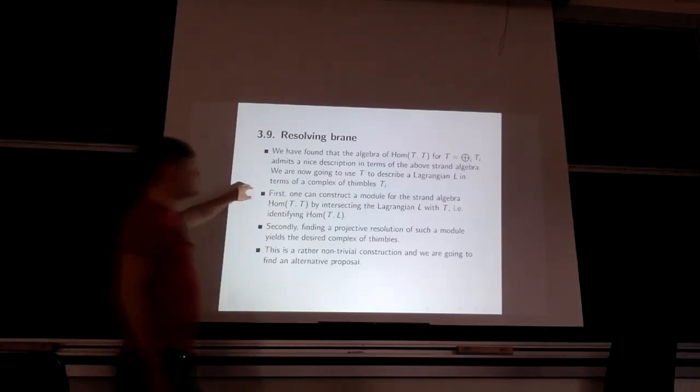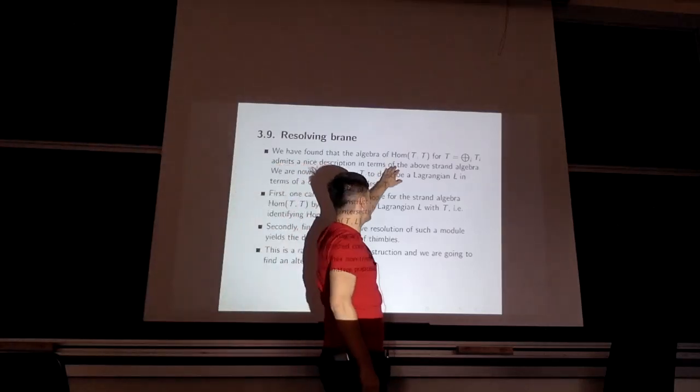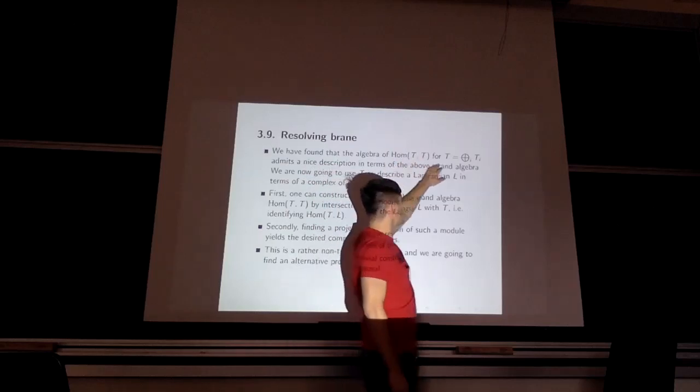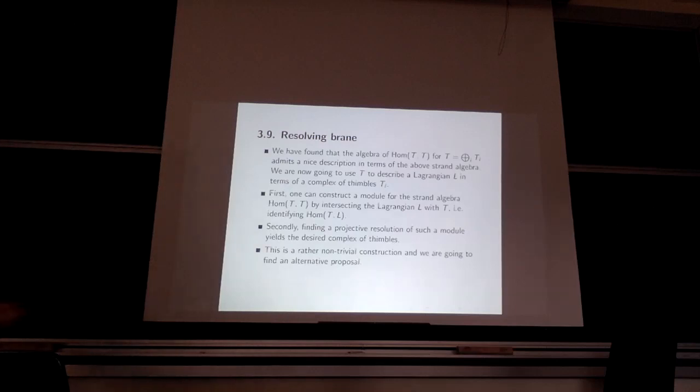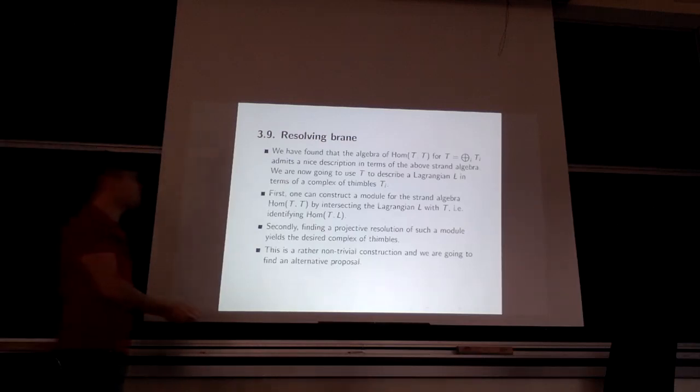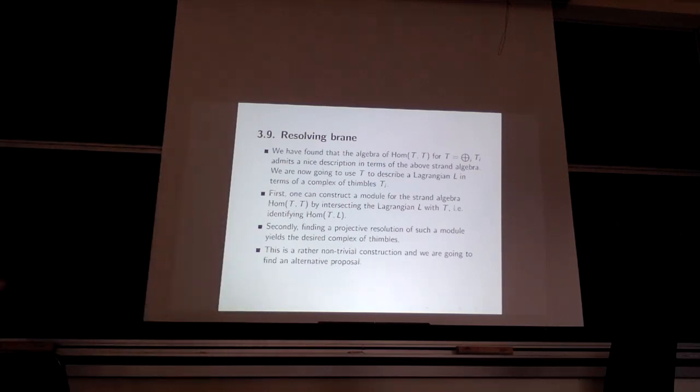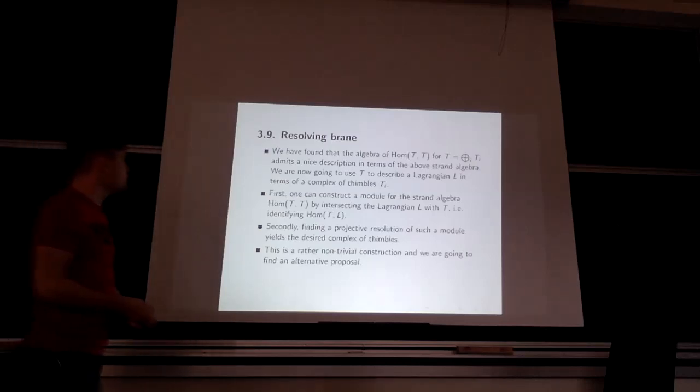So we have now found the strand algebra, which is the algebra of morphisms between the sums of the thimble generators. And they admit a nice description in terms of the above strand algebra. And what we are going to do now, we are going to use this T to describe the Lagrangian L in terms of a complex of these thimbles. So how do people usually do it?